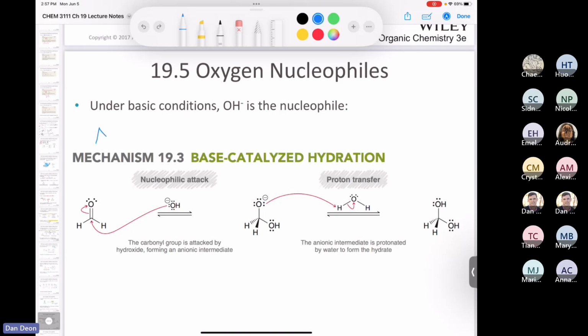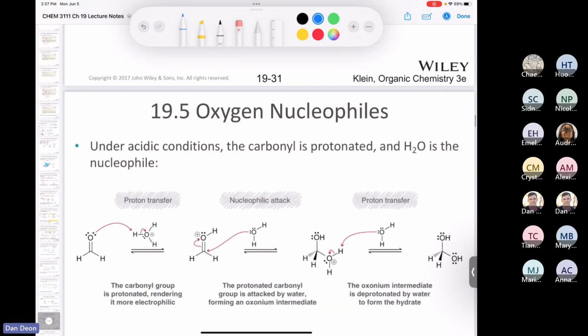My star is so bad that the iPad doesn't even recognize it. There we go. All right, so that would be an important mechanism.